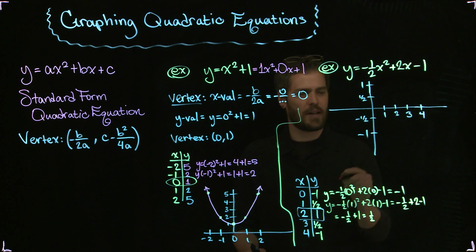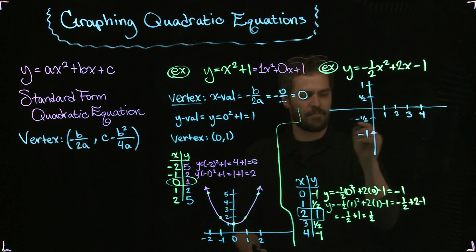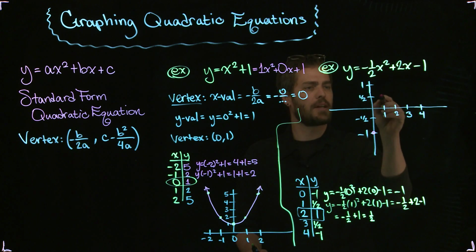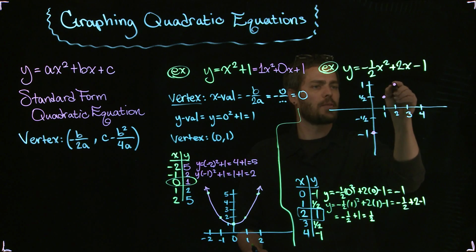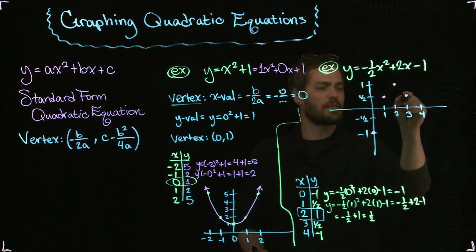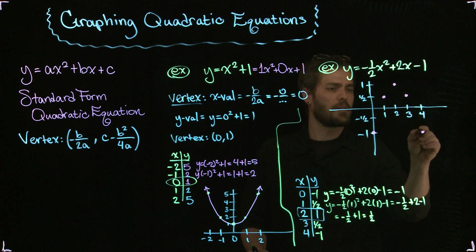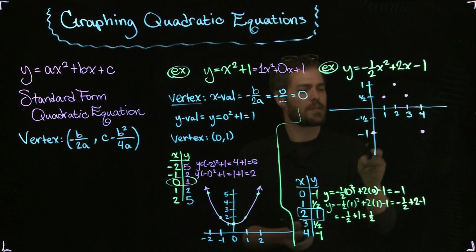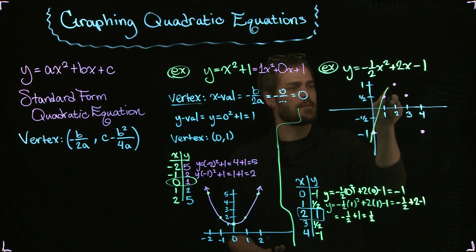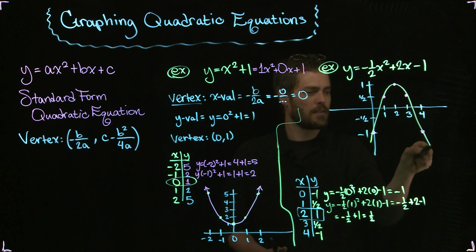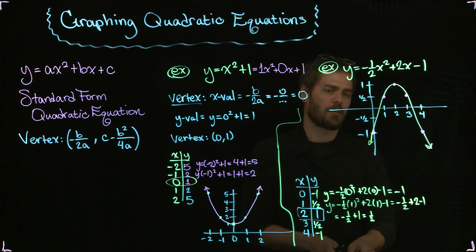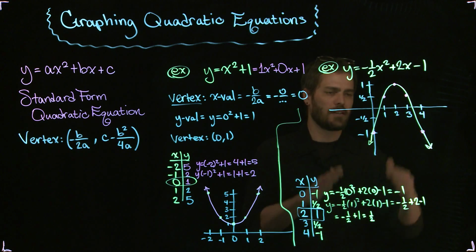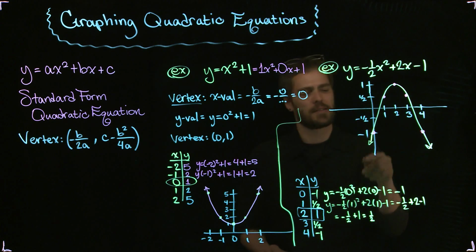So if x is 0, y is negative 1, I'll stick a point right there. If x is 1, y is positive 1/2. At 2, we've got y equals 1. That's the vertex. By symmetry, we've got these other points. And then we connect it with the smoothest curve possible. And there it is.